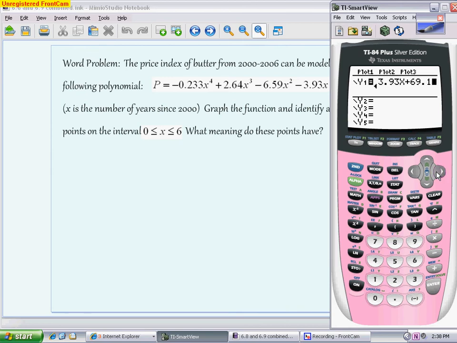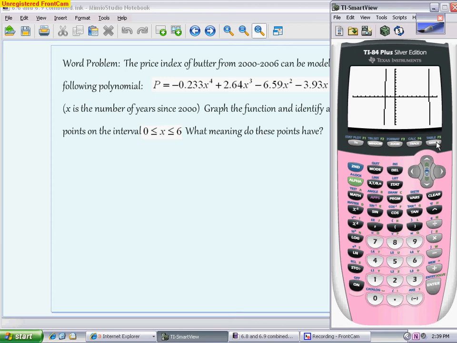The next piece with this, if you just hit graph, you're probably not going to see much because of your window. For example, let me show you. If I hit graph right now, there's my 10 by 10 window. I can kind of see a couple places where it crosses the x-axis, although that's not what the question's asking. It wants turning points, and I can't see any turning points. So I need to adjust my window.